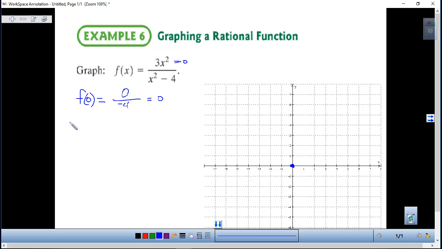asymptotes are. So to find the vertical asymptote, we're going to take the denominator and set it equal to 0. So x squared minus 4 equals 0, and we're going to have x equals 2 and x equals negative 2. So when we do that, then we know that we're going to have our vertical asymptotes at negative 2 and positive 2. We got one right here, and you got one over here at positive 2.